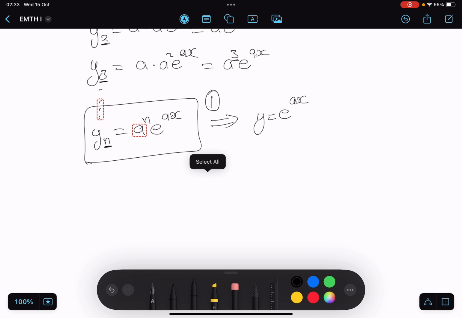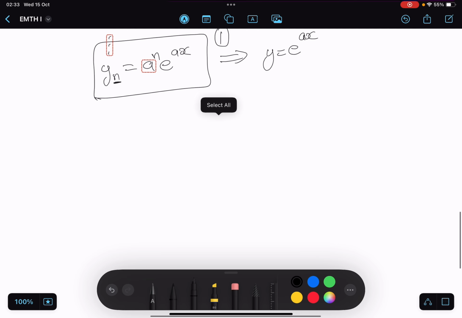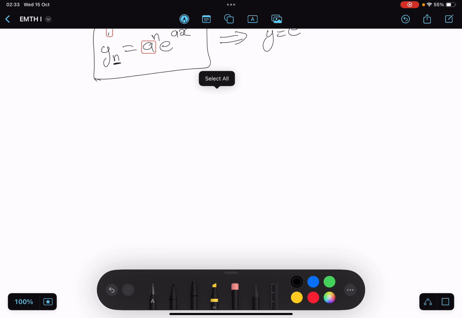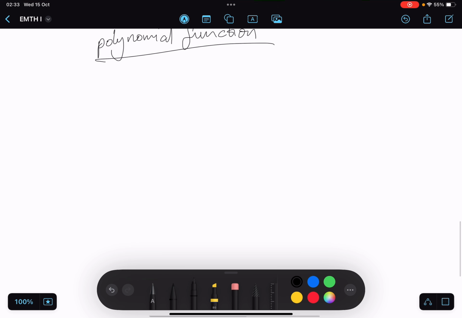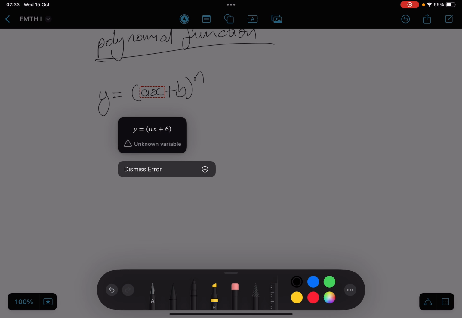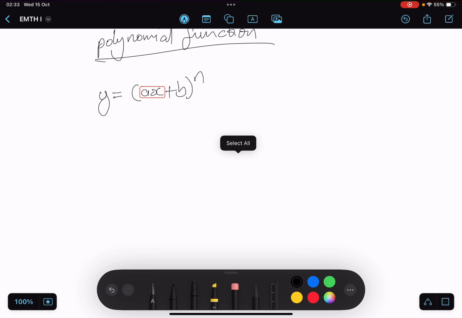And another thing, we are going to look at the polynomial function, finding the nth derivative of a polynomial function. So with the polynomial function, you are given that y is equal to (ax + b)ⁿ. We're given that y is equal to (ax + b)ⁿ.